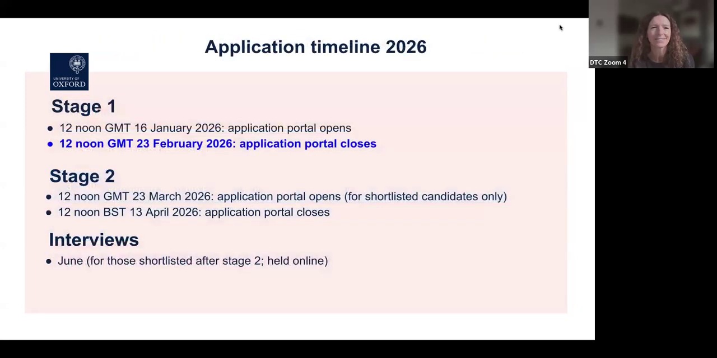Thank you, Alicia. So the application timeline is happening next year in 2026. Stage 1 opens at 12 noon Greenwich Mean Time on the 16th of January.